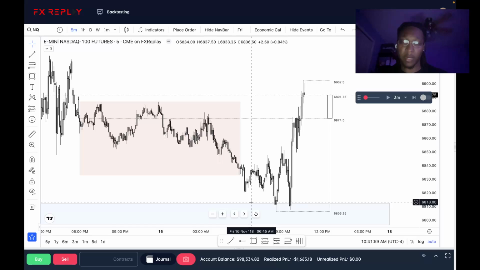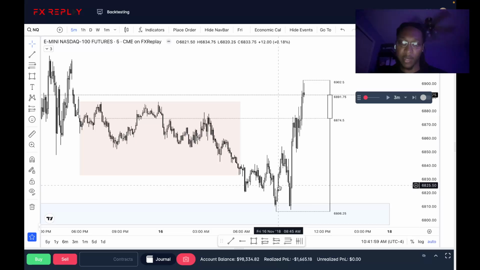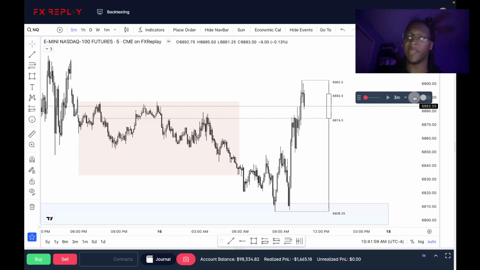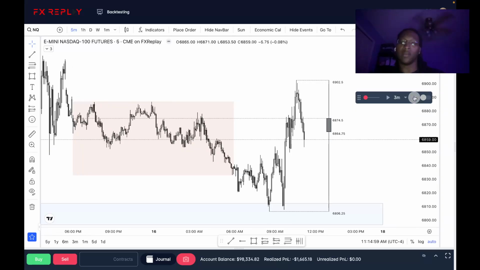Ideal entry would have been at this fair value gap, but wait for 9:30 to close. So 9:30 ends up closing here and coming all the way down here, failing to make a new low, displacing back above this swing high. So the fair value gap that was created here, this mitigation block, should have been the entry to take out relative equal highs and fill in that gap there. But that's it on the day.